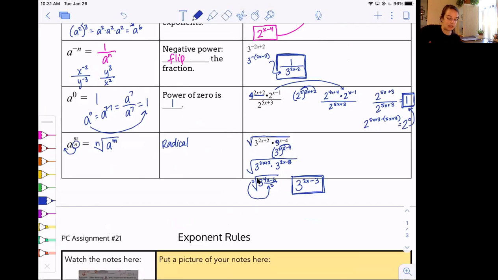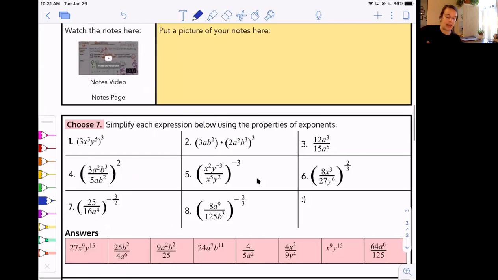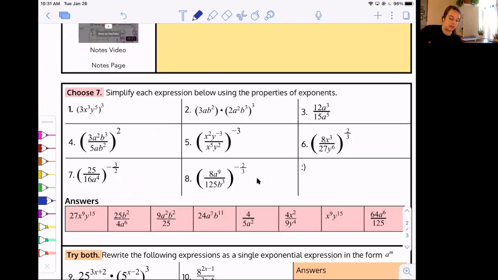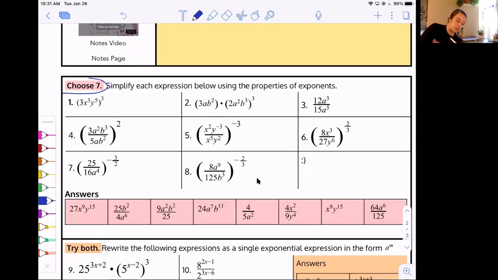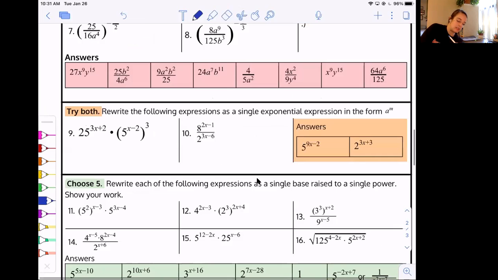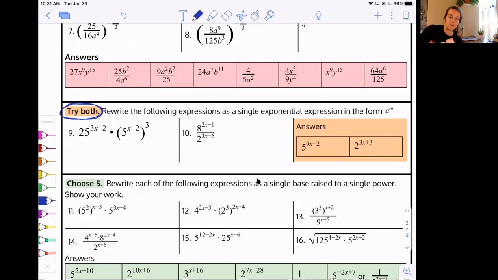Your assignment here has us practicing our exponent rules for each part. Something I want you to note, it says choose 7 here. So you're choosing 7 in that section. This one says try both. It is okay if you do not get the correct answers for both of them. And then choose 5 here. So you're working through 12 problems, and then you're trying both of these.